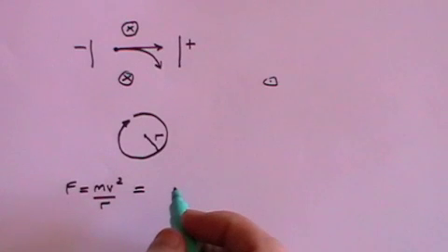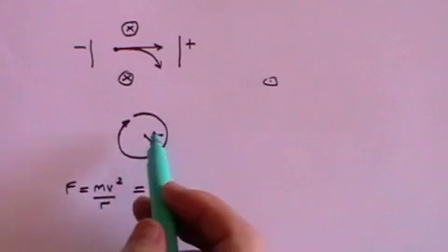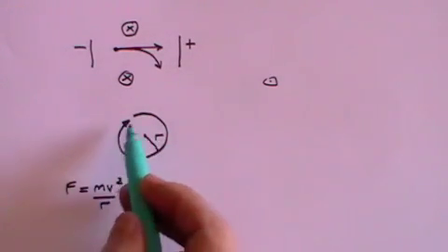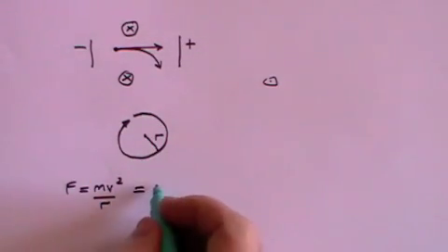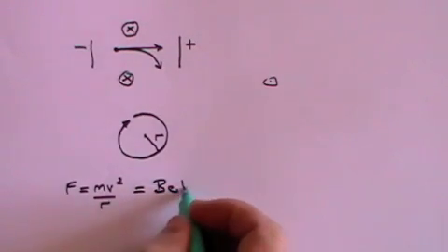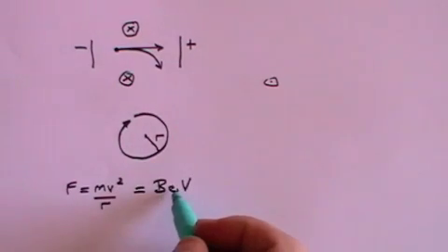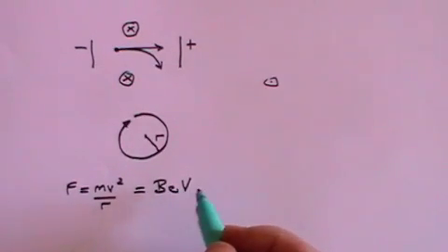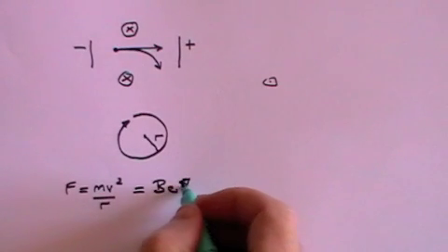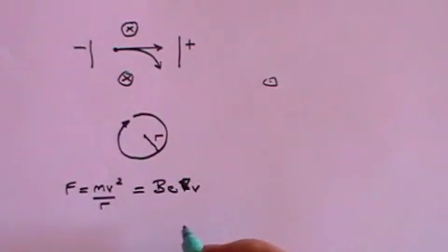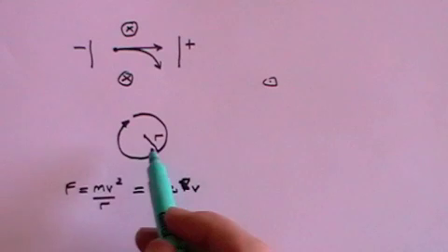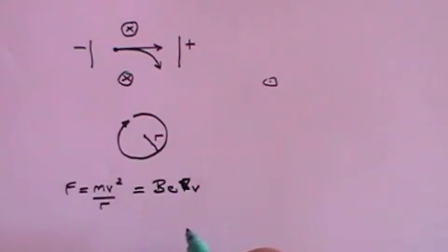But we've also shown in the video on electromagnetism that the force that keeps a charged particle going round in a circle in a magnetic field is BeV, where B is the strength of the magnetic field, e is the charge on the electron, and v, sorry, that should be a small v, it's not voltage, that is the velocity of the particle going round in a circle.